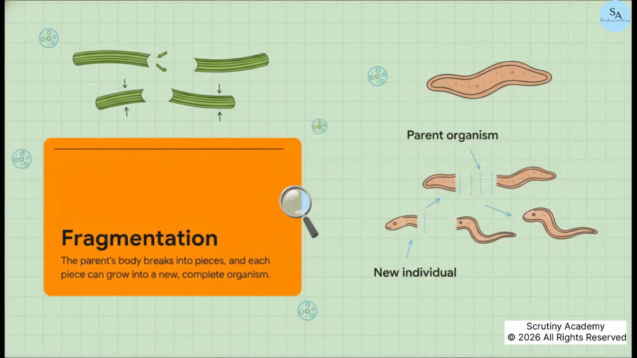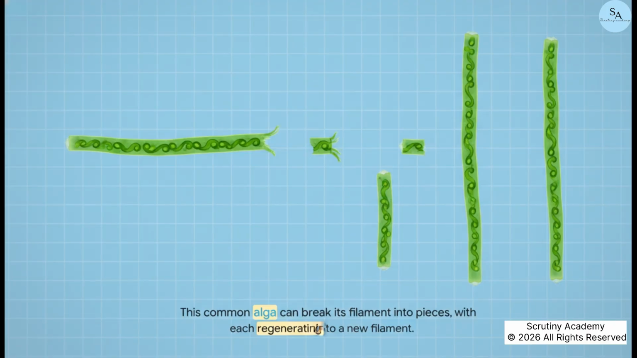All right, moving right along to fragmentation. This is a wild one where breaking apart is actually the whole point of making new life. The parent organism literally breaks into a bunch of pieces, or fragments, and each one of those little pieces can grow into a brand new, complete individual. And your go-to example for this?